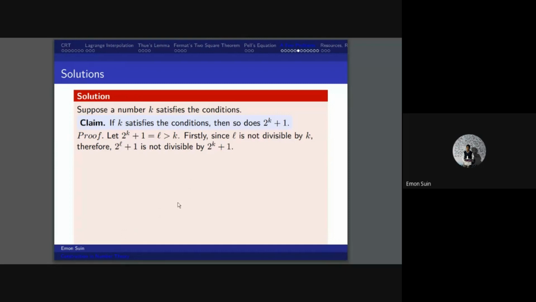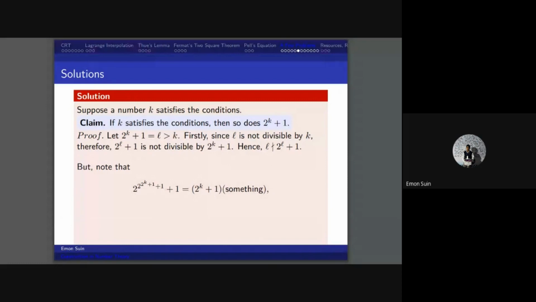I'll just ping it. Okay, so firstly, since L is not divisible by k, we have that 2^k plus 1 does not divide 2^L plus 1. Okay, so that means what? L does not divide 2^L plus 1. Now note something: 2^(2^k+1) plus 1 equals 2^k plus 1 times something.